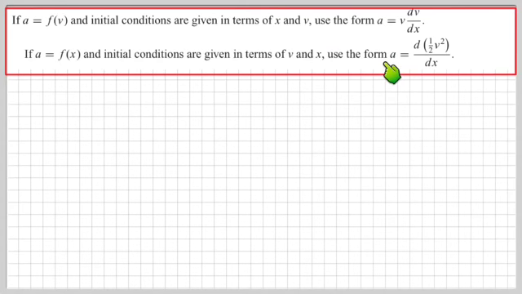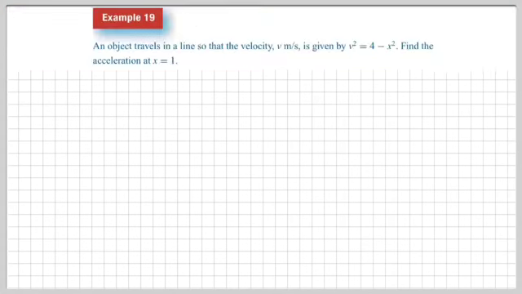And just to add in a third one that isn't written there, just to recap, if the initial conditions are given in terms of time, you use just the traditional derivative expression for a, which is dv dt or d2x dt squared. Now, that's it, guys. That's the bit you've got to remember, okay? If a is this, initial conditions are not in terms of time, use this one. If a is this, initial conditions are not in terms of time, you use this one. Now, let's just put that into practice and I'll show you.